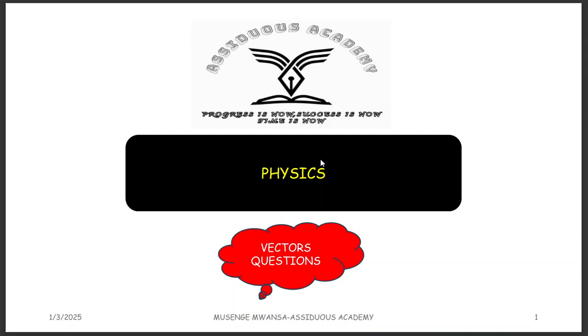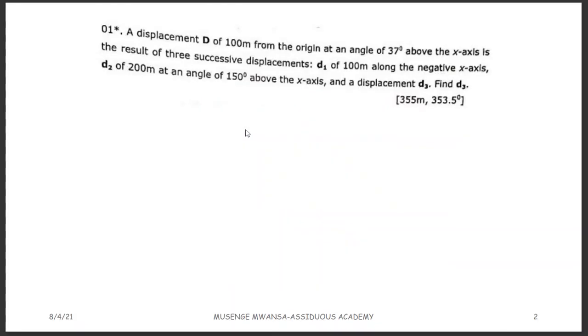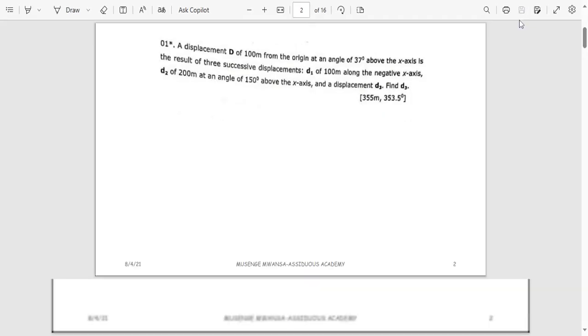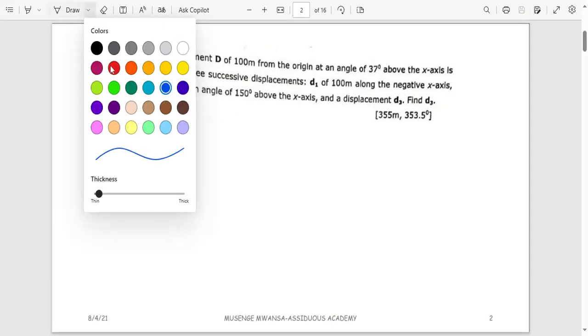So we'll be answering exam questions on vectors in physics. Question number one: a displacement d of 100 meters from the origin at an angle of 37 degrees above the x-axis is the resultant of three successive displacements d1, d2, and d3. We don't know d3, that's the one that we want to find. That's our question. So how can we go about this question?